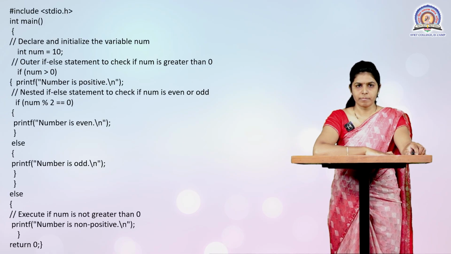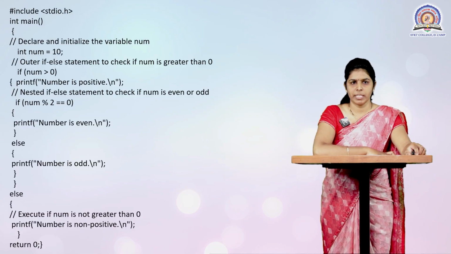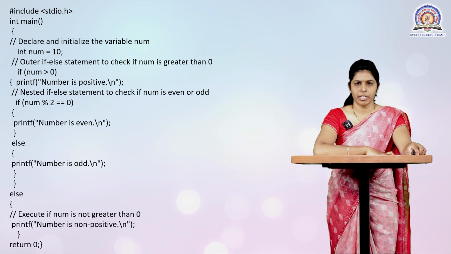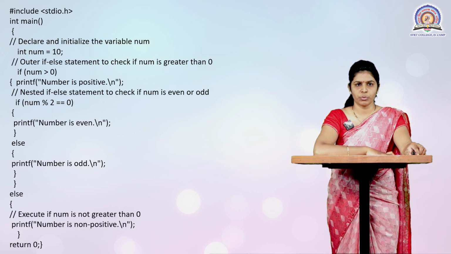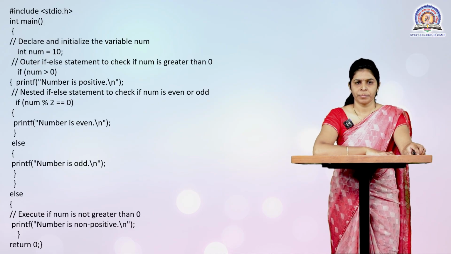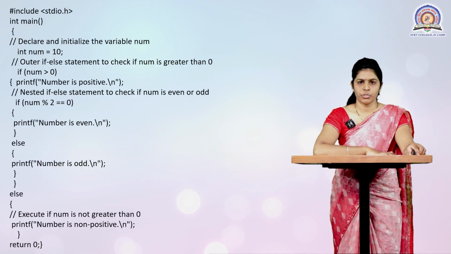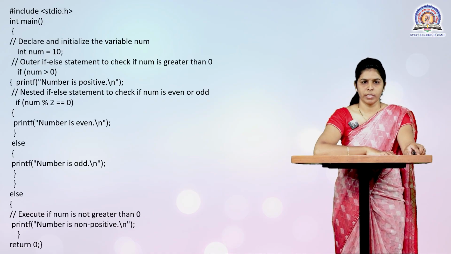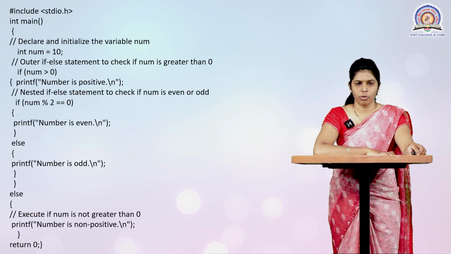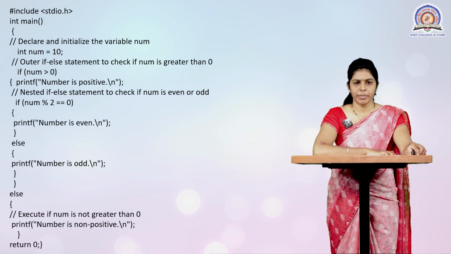So, an example of a nested if else: #include <stdio.h>, int main, declare and initialize the variable num, int num = 10. The outer if else statement checks if num is greater than 0. If num is greater than 0, printf number is positive. The nested if else statement checks if num is even or odd: if num % 2 equals 0, printf number is even, otherwise else, printf number is odd.